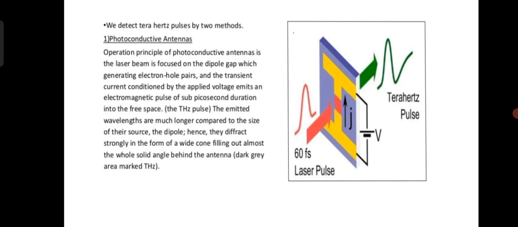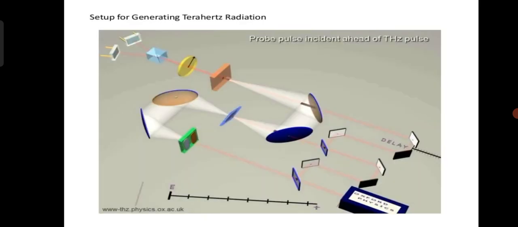The emitted wavelengths are much longer compared to the size of their source, the dipole, hence they diffract strongly in the form of a wide cone, filling out almost the whole solid angle within the antenna, like the dark area marked in the picture. So you can see the picture of a photoconductive antenna, where it includes two dipoles and a beam of photons passes through it to release the charge carriers, which are accelerated by the applied EMF. So this is the setup for the generation of terahertz. You can see the dipole, electron gun, and so on.